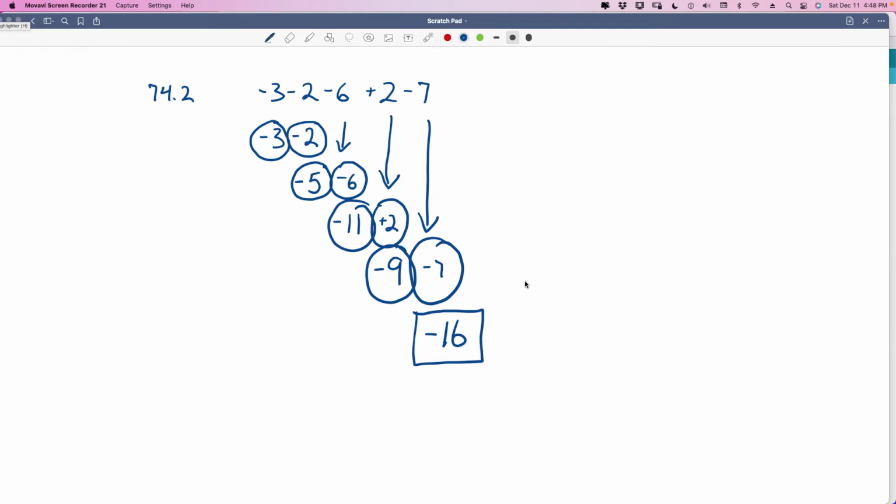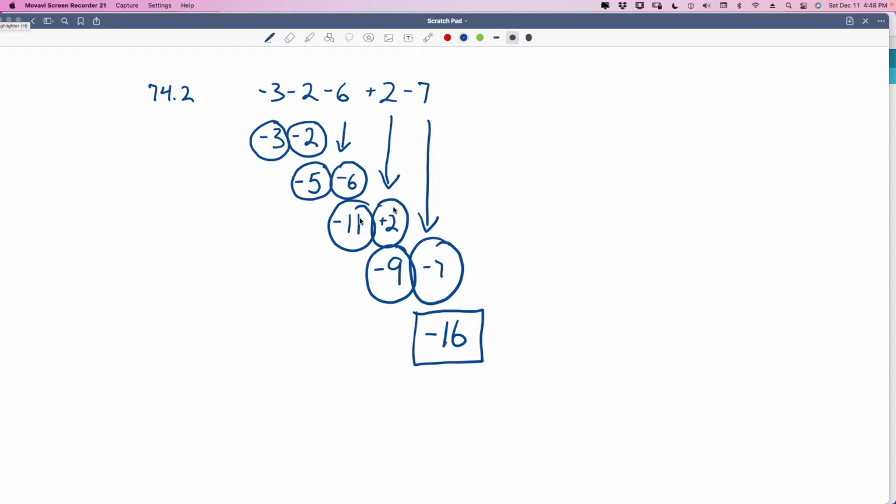All right. If you got a negative 16, then you got the correct answer. So first we had a negative 3 and a negative 2 combining. That would give us a negative 5. Then we brought down our negative 6. Negative 5 and negative 6 are the same sign, so we keep that sign and add them together. So that's a negative 11.